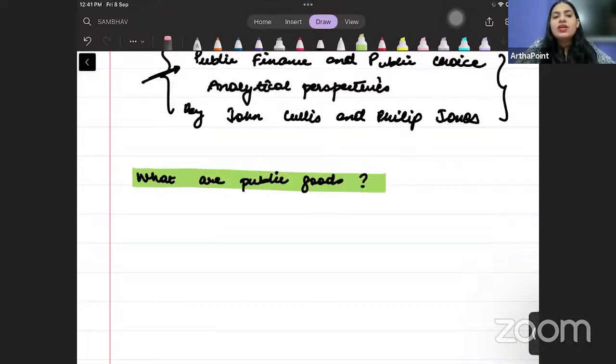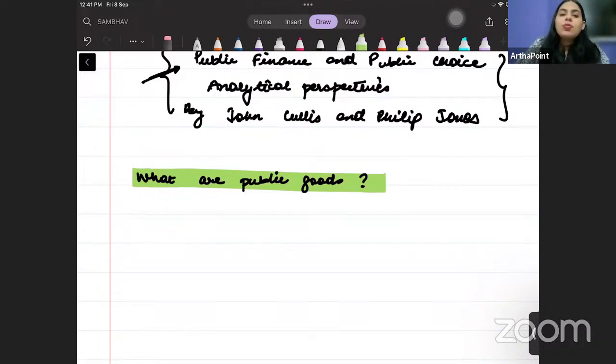In order to answer this question, see, public goods have been defined by multiple authors in different ways. And whenever we talk about a subject, a topic, it is important to know how different people have defined the same thing.